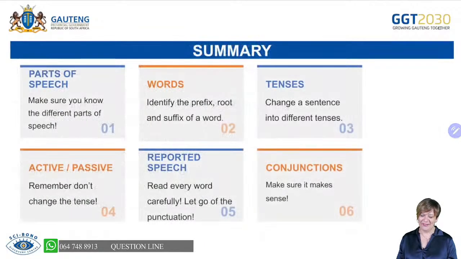Right, just to remind you what we've done for today: parts of speech, you have to know that. Of your words, remember the difference between your prefix, your root, and your suffix. Remember my little pencil? Tenses, active and passive, remember you don't change the tense. Reported speech is where you do change the tense, and conjunctions. Make sure it makes sense.